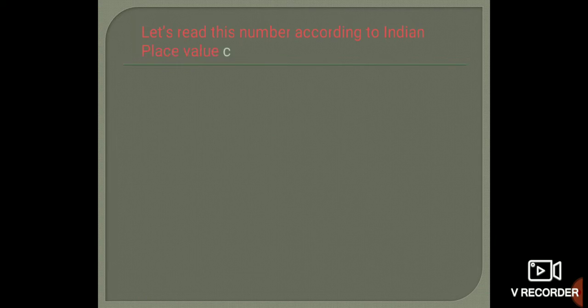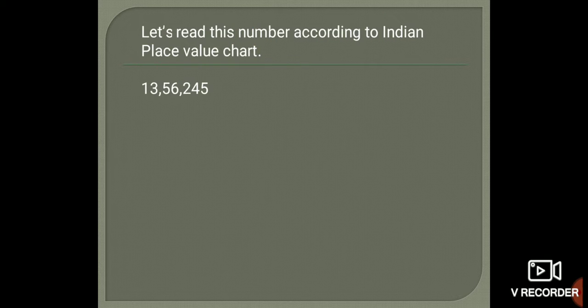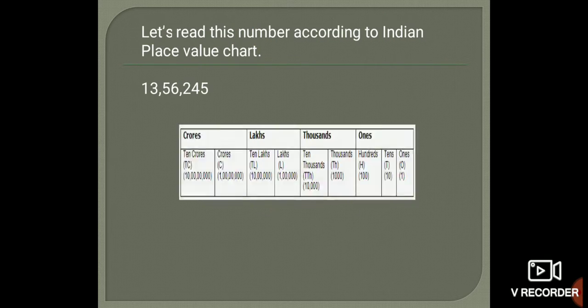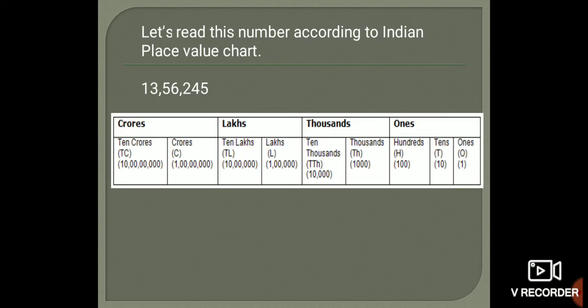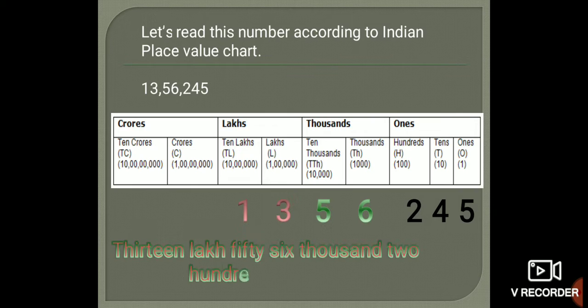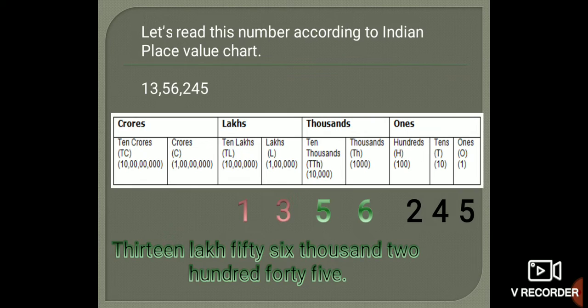Let's read this number according to the Indian place value chart: 1356245. This is the Indian place value chart. I will start placing my numbers from ones, tens, hundreds, thousands, 10,000s, lakhs, 10 lakhs. Now I can easily read it with the help of the periods given above: 13 lakhs, 56,245, and I can place the commas also: 13,56,245.